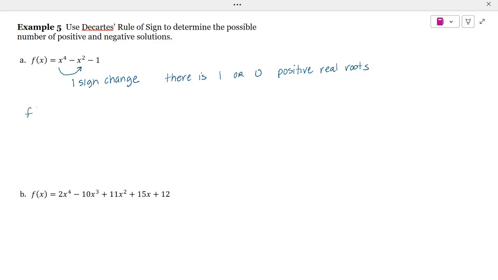What we'll do next is plug negative x into the polynomial. Anytime that I have an even power, when I plug negative x in, I'm still going to get the same exact thing back. So in this case, I'm also still going to have one sign change. And that means that there is at most either 1 or, in this case, 0 negative real roots.